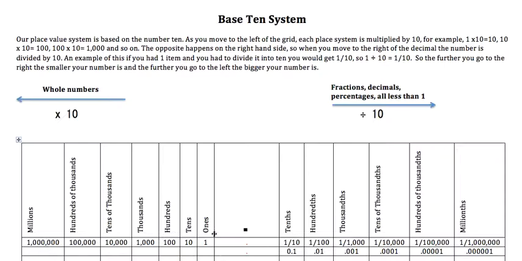So that's how our base 10 system works to the left with our whole numbers, is we always multiply by 10 as we are moving to the left of our place value system. So you may have already learnt that in school, but now what we're going to do is introduce the decimal place value system.